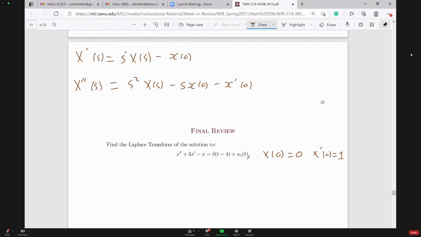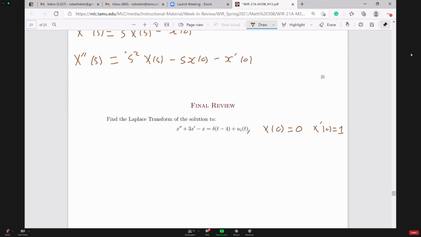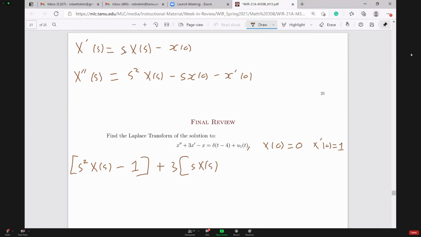Okay, so now the left-hand side, let's just plug this in. The Laplace transform of x double prime is s squared x of s minus s times x of 0, but x of 0 is 0, minus x prime of 0, and x prime of 0 is 1, plus 3 times the Laplace transform of x prime, that's s times x of s minus x of 0, but x of 0 is 0, so it's going to be like this, minus x of s.